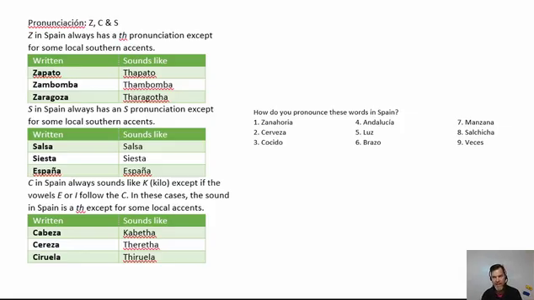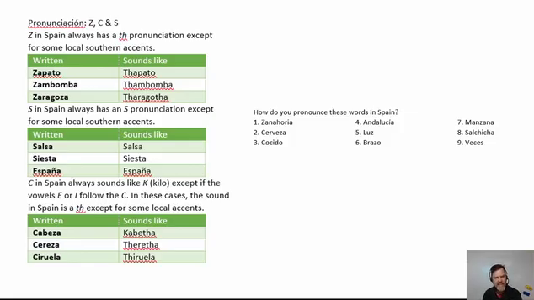Now, the S in Spain is always pronounced like an S in English, again, except for some southern accents, which I'll talk about in a minute. So, for example, these words: salsa, is pronounced salsa, or siesta, or España. In the south of Spain, sometimes it's pronounced like a TH. So you will actually hear a southerner say salsa or siesta, which is very hard for English speakers to really capture. But anyways, don't worry about that. It is almost all the time pronounced like an S.